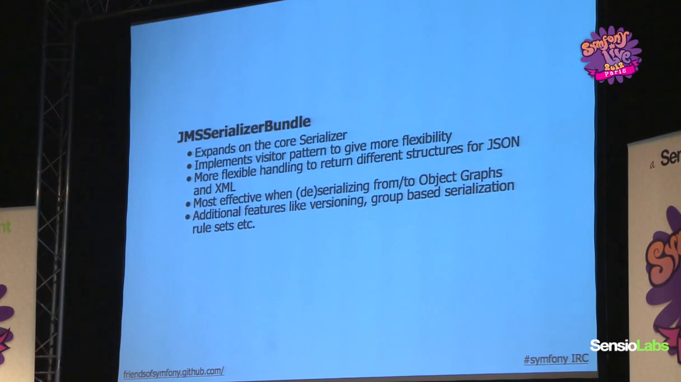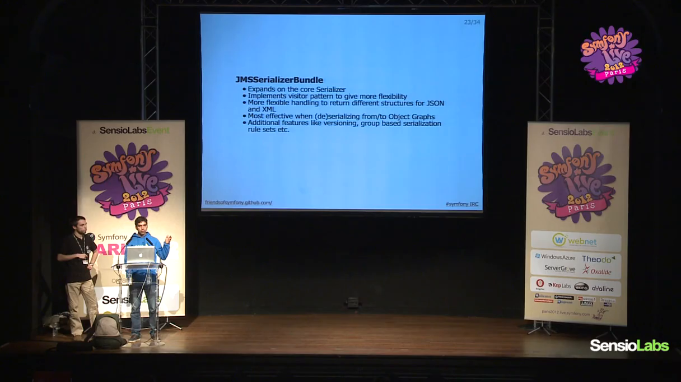OK, we're coming to the next bundle from Johannes. This is the JMS Serializer bundle. There's actually a core component of Symfony 2 called Serializer that implements a very simple solution to easily serialize array structures and object graphs into XML, JSON, and so on and so forth. The JMS Serializer bundle implements a similar feature set, but just a lot more sophisticated.